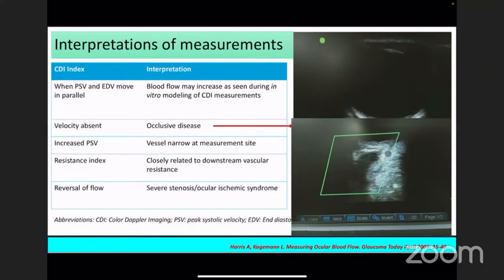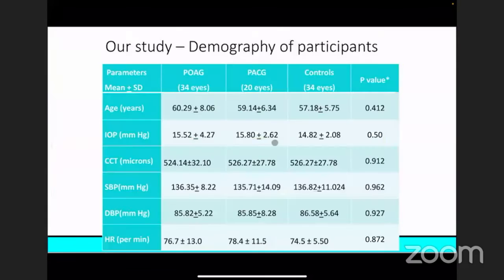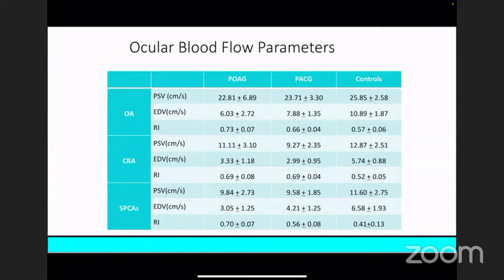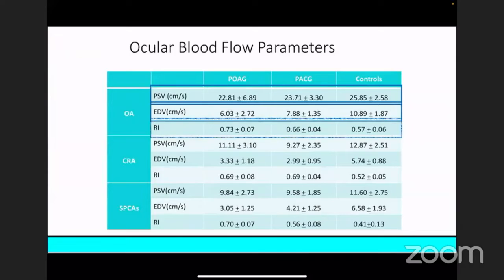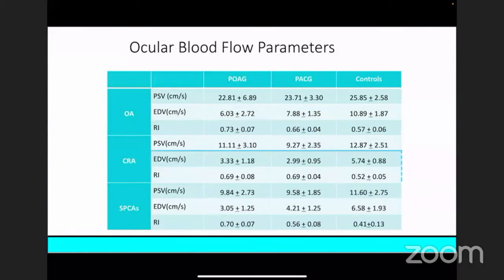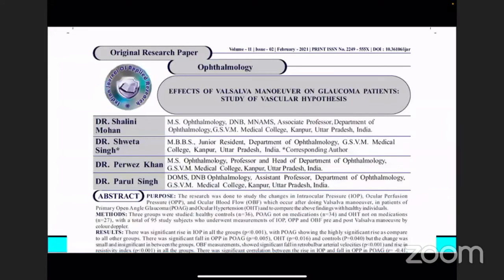So in occlusive disease, velocity is absent. You can have increased peak systolic velocity where vessels are narrow at the measurement site. So we did our study in our subset of patients of primary open-angle glaucoma, angle closure glaucoma, and controls. And we find that color Doppler ocular blood flow parameters are reduced in the patients of primary open-angle glaucoma, also in PACG, but they were more reduced in the patients of open-angle glaucoma.